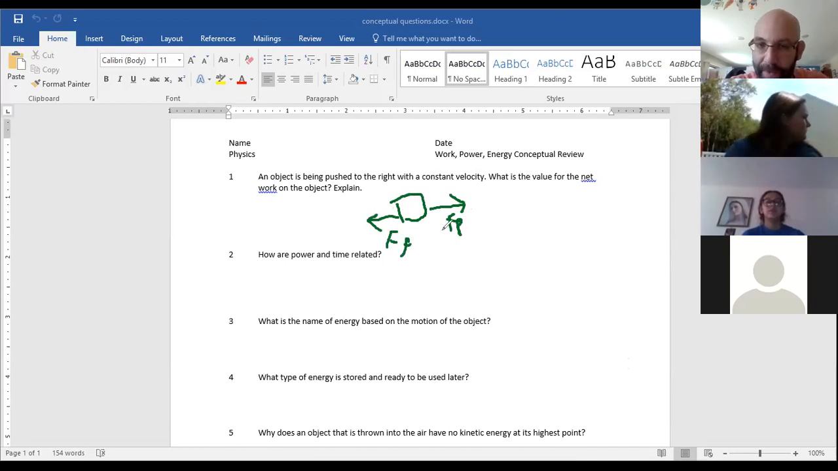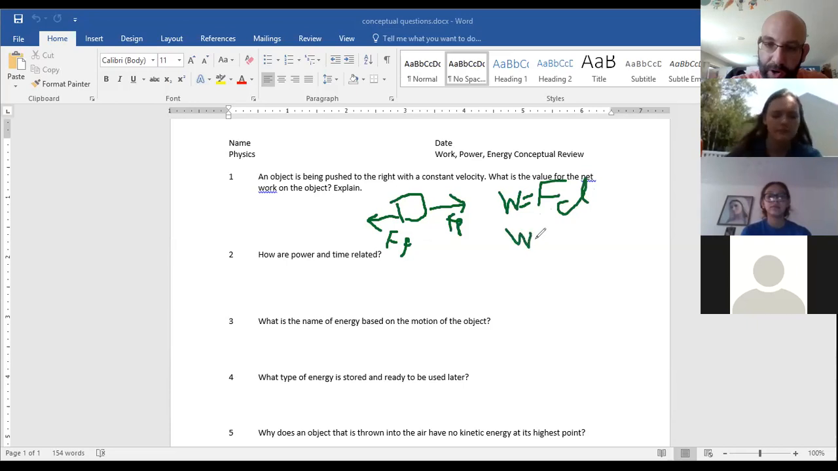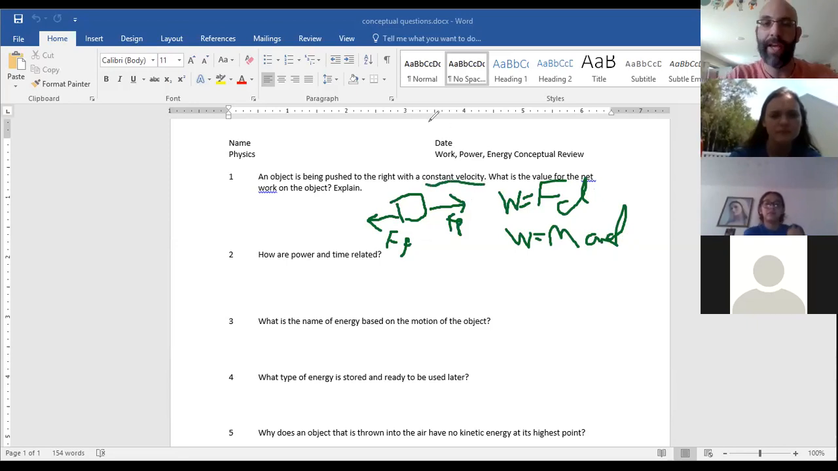If they're the same, then the net force would be 0, and we know work equals force times distance, or work equals m a d. F equals ma. So if a is 0, then there is no work done. The key thing to tell you again is constant velocity. That means the net work has to be 0.